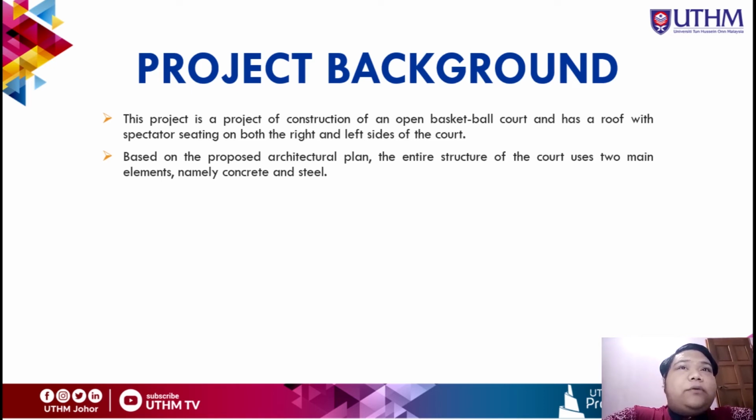This project is the construction of an open basketball court with a roof, with spectators sitting on both the right and left sides of the stadium. Based on the architecture plan, the entire structure of the court uses two main elements, namely concrete and steel.